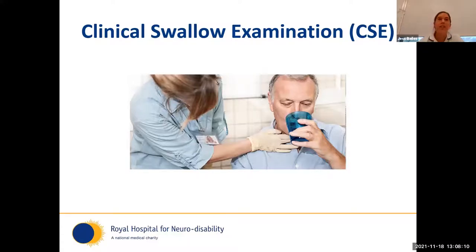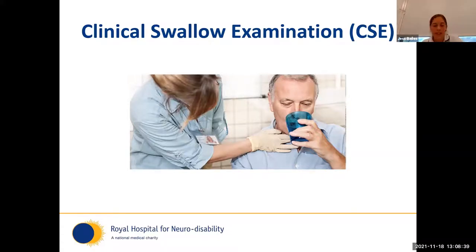Also, in our caseload here at the RHN, it's often not possible to carry out, for example, a full cranial nerve examination, and at times gathering a thorough case history can be very challenging. There's a lot of evidence out there that suggests a clinical swallow examination has very variable sensitivity, and it's not reliable for detecting silent aspiration as it tends to focus on overt signs of aspiration. So using a cough post-swallow as an indicator for aspiration has very limited reliability.